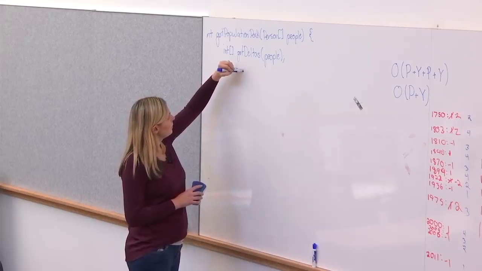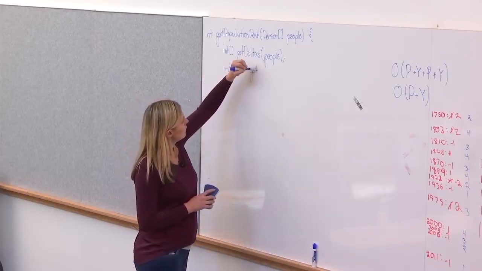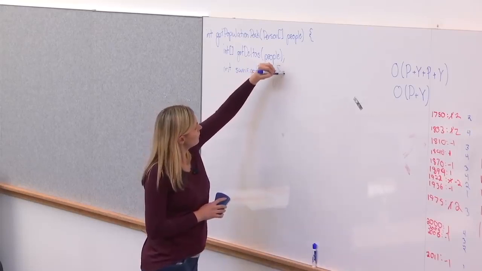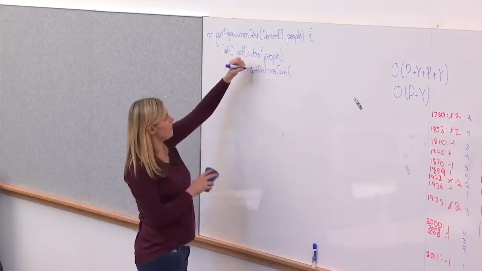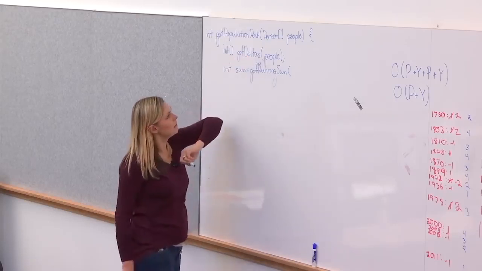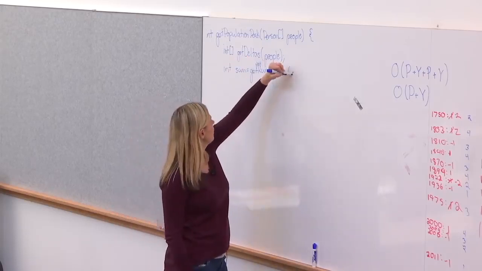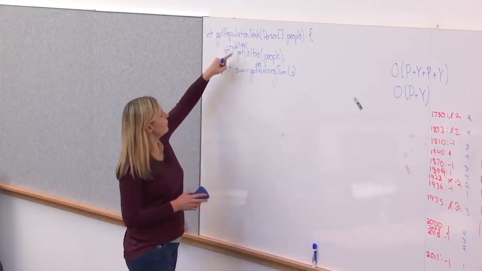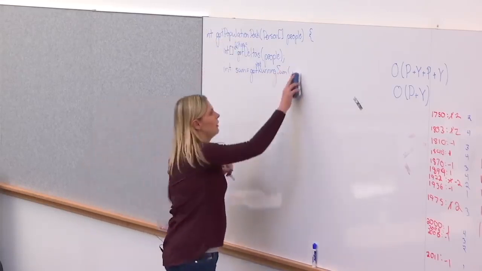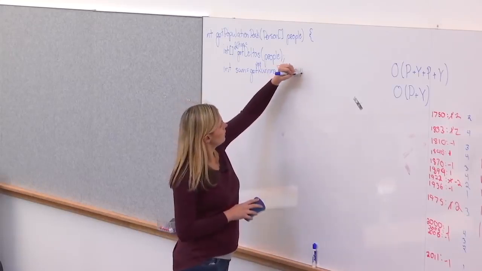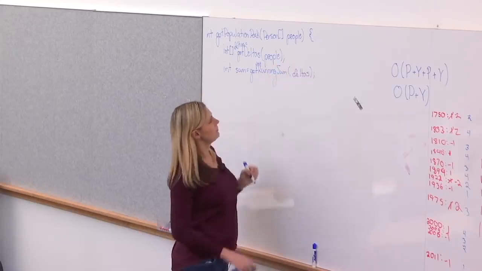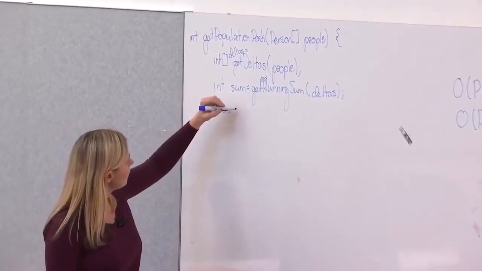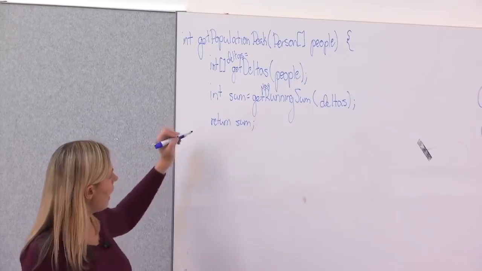Int, actually it's like get max running sum, and it takes in the deltas. Oops. And deltas equals get deltas of people. OK, so get the deltas, and now I return the sum.